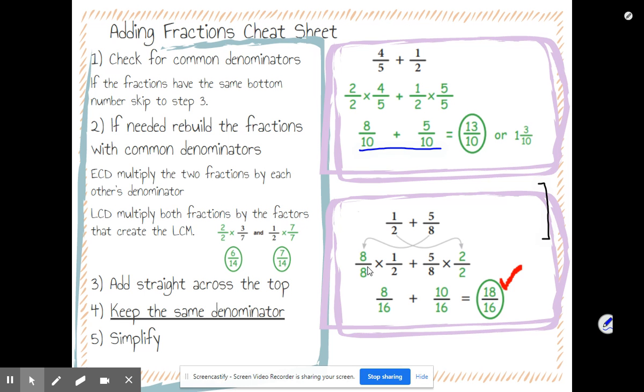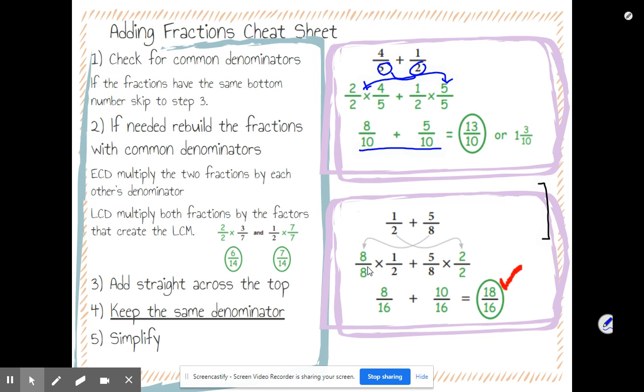And if you look closely, it says, if needed, rebuild the fractions with common denominators. Sometimes we use easiest common denominators, which is just to take the bottom numbers and use the same number, but on opposite fractions to multiply to find the easiest common denominator. And sometimes you might want to use the smallest common denominator, the least common multiple, and that would mean you're going to find the smallest number those two numbers have factors in common with, okay? So 14 would be the one for that. And it gets kind of hairy when your fractions get bigger, no big deal.